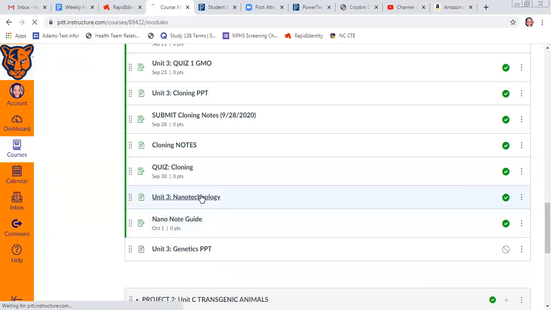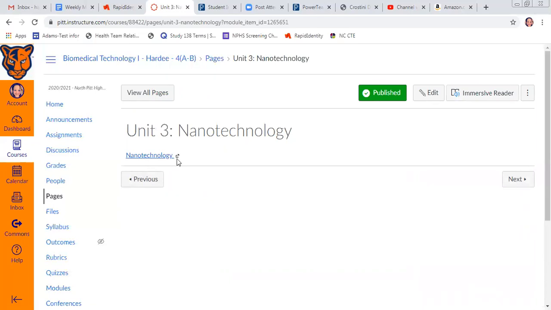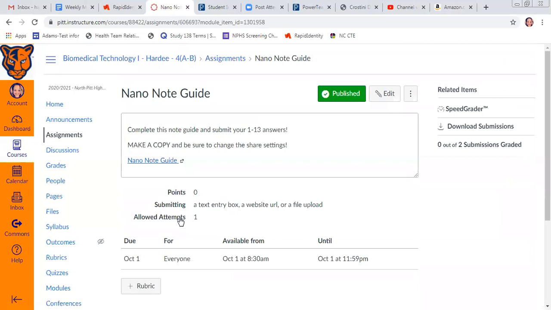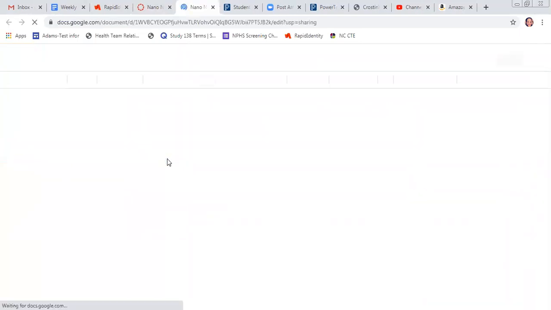So what I have done is provided you with the PowerPoint for nanotechnology right here, and it's long and it's got a lot of words. When I say long, I think it's like 20 slides maybe. But I've also provided you a note guide that I made myself. So I went through and made my own notes on the nanotechnology, and I put them into a fill in the blank note guide for you.